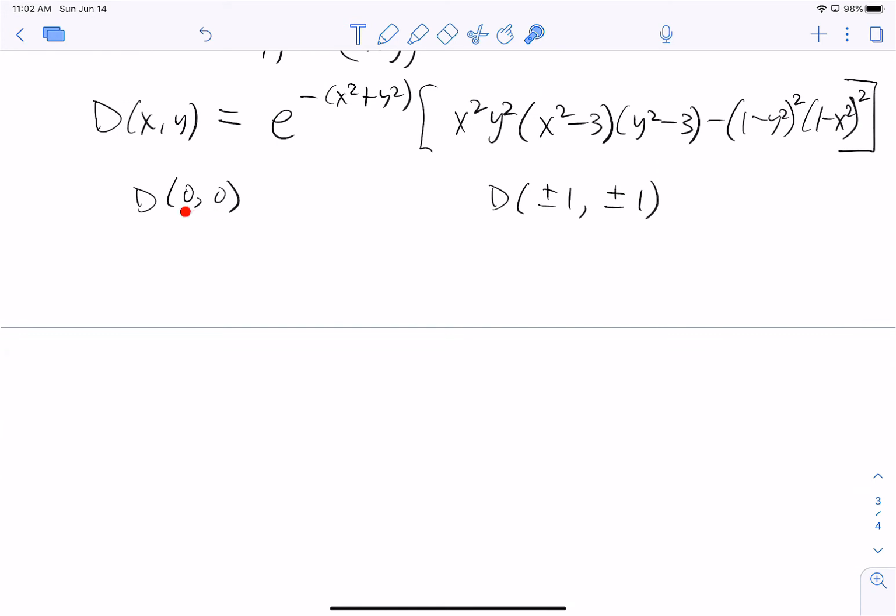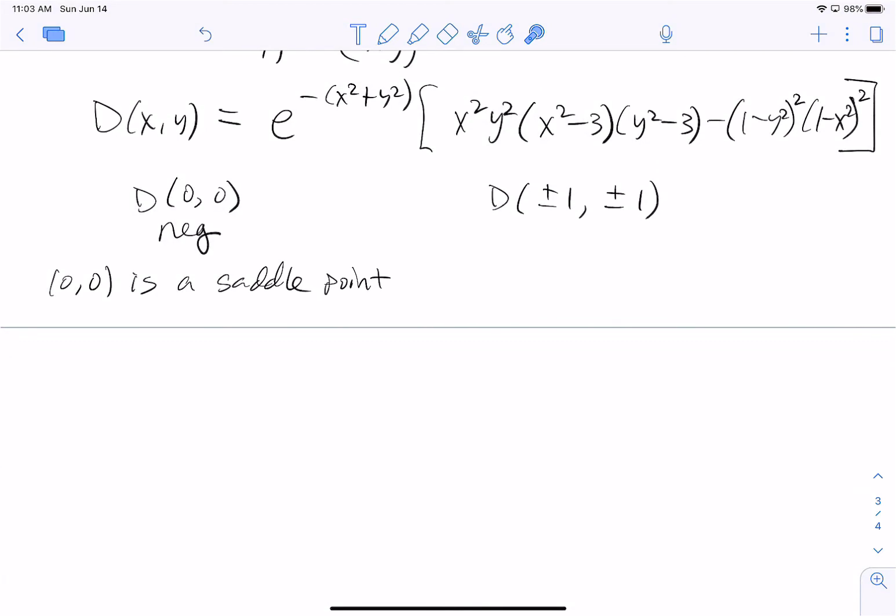If x and y are both 0, then e to the negative (x squared plus y squared) is 1. The x squared y squared factor inside of the brackets zeroes out the first term, and we're left with minus 1 times 1. I don't really care that the value is negative 1. What I care about is that it's negative. And since D of (0, 0) is negative, then we know that (0, 0) is a saddle point.